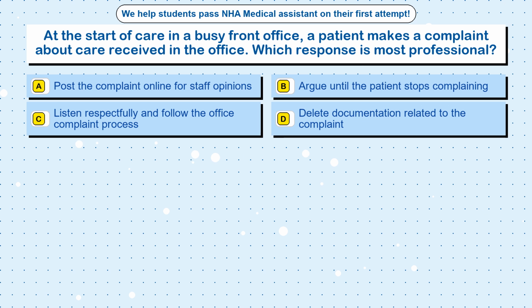Question 37. At the start of care in a busy front office, a patient makes a complaint about care received in the office. Which response is most professional? Option A, post the complaint online for staff opinions. Option B, argue until the patient stops complaining. Option C, listen respectfully and follow the office complaint process. Option D, delete documentation related to the complaint.